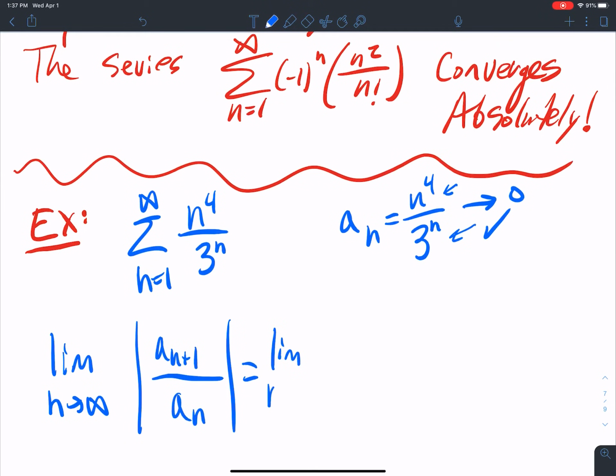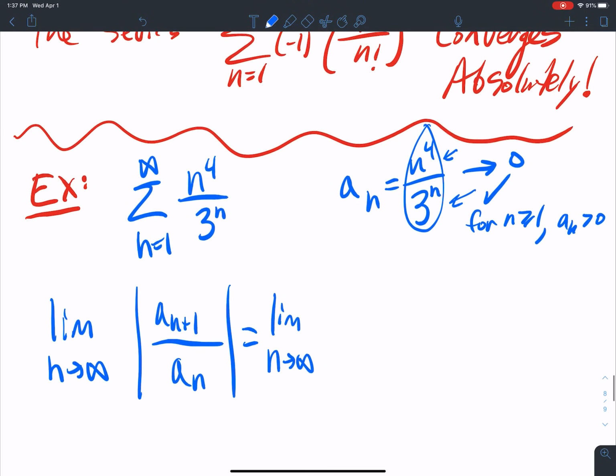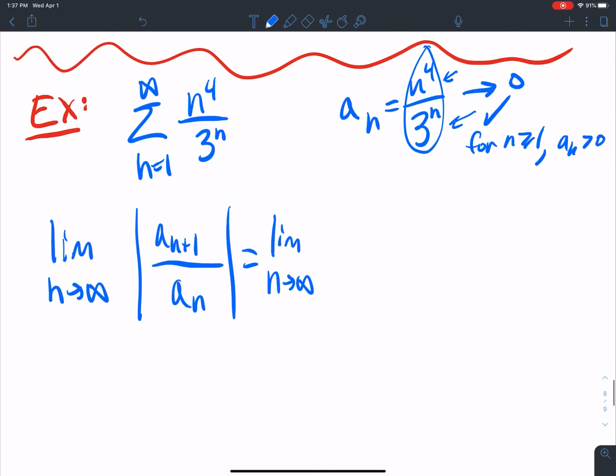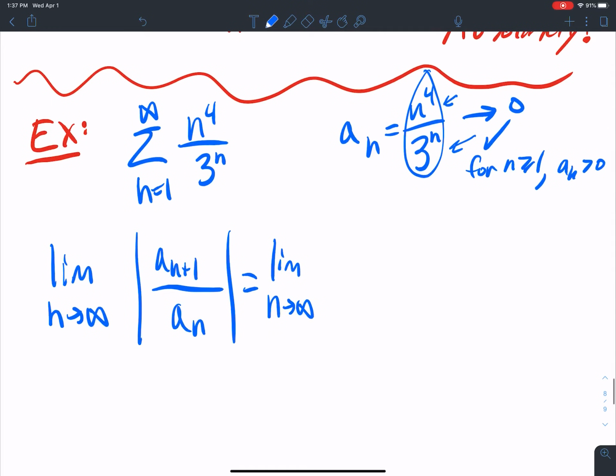So this is the limit as n goes to infinity. Well, these terms for n greater than or equal to 1, they are positive. a_n is positive. So we don't really have to worry about the absolute values here because we don't have any sign switchers or anything. So I need to just write out the n plus 1 term.